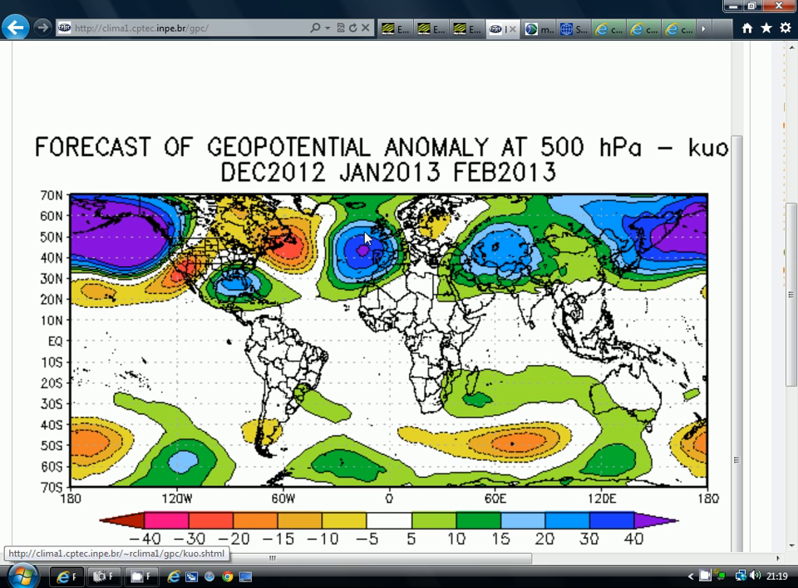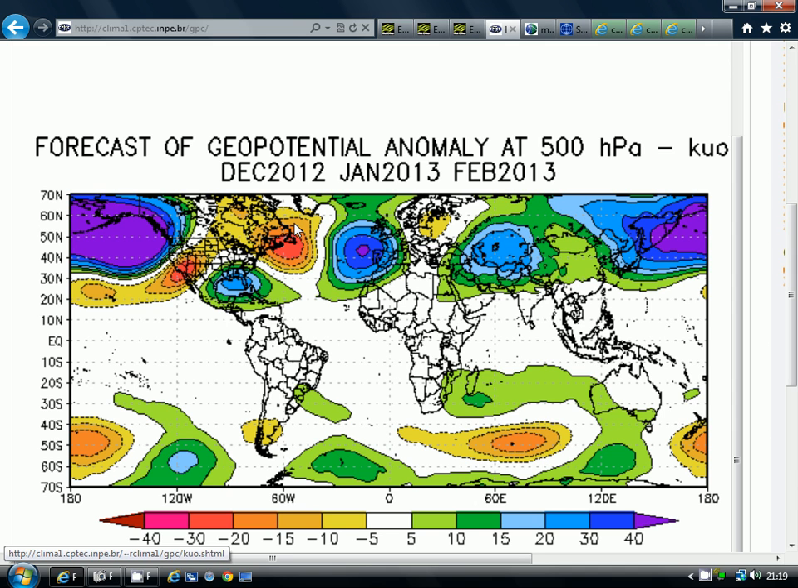This 500 millibar height anomaly forecast for December, January, February is very similar to the UK Met Office sea level pressure signal, in that the model is forecasting above average heights here to the west and just to the southwest of the British Isles, below average heights here around Newfoundland.